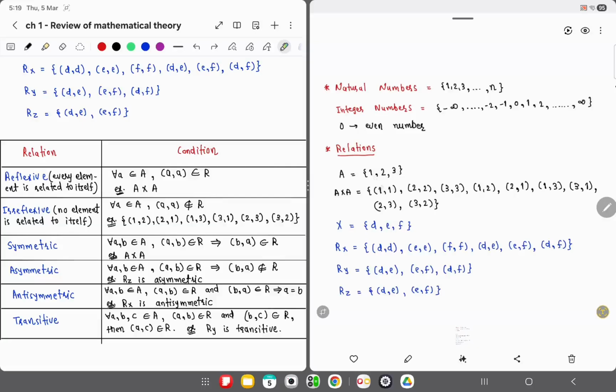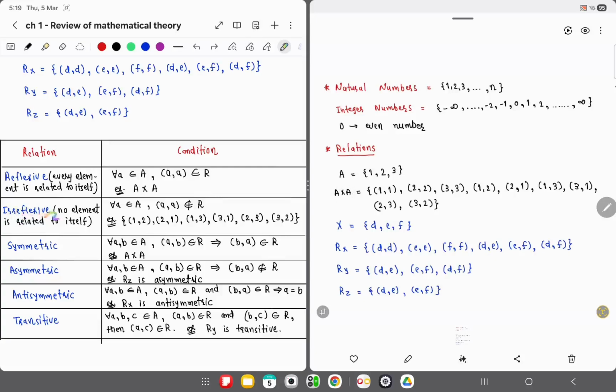If 1 is inside the set A, the pair with itself should be inside the relation. Is it true? Yes. If 2 is inside A, the pair with itself should be inside the relation. True. So we can say that the Cartesian product of A, that is A cross A, is a reflexive relation.